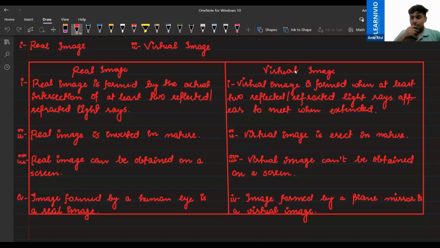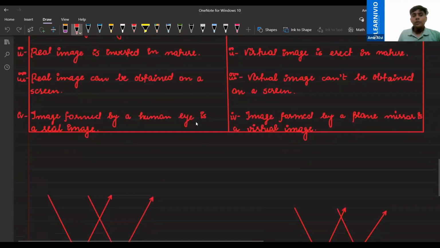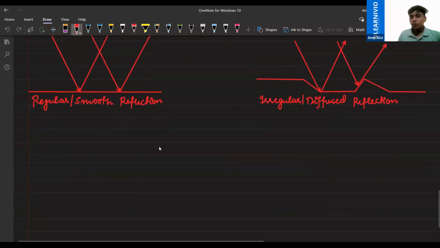So we have two types of images basically. First, we have the virtual image. Second, we have the real image. Now let's talk about the real image first. A real image is formed when two reflected light rays intersect at a point. So we are talking about reflected light rays.